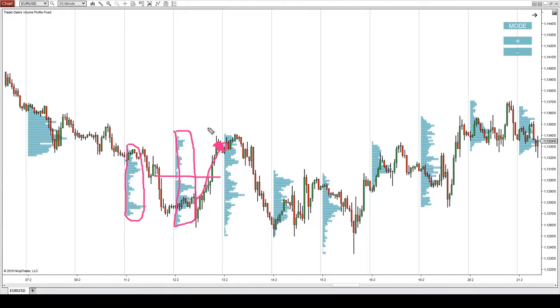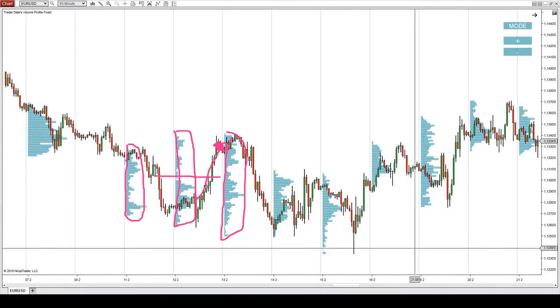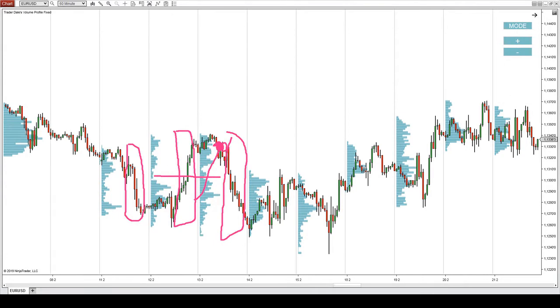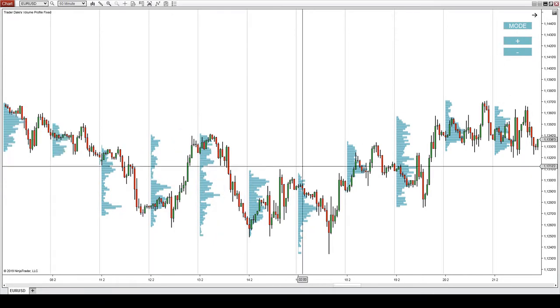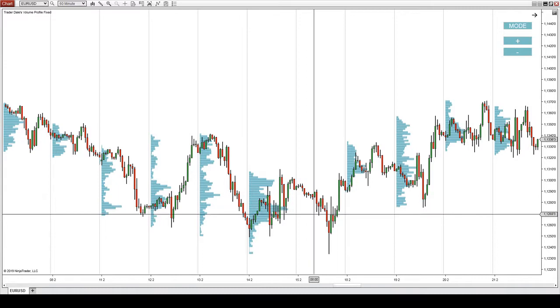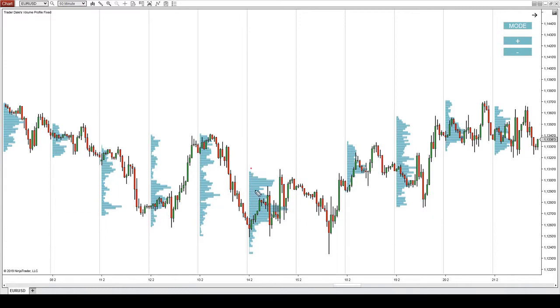Then the price reverses again into another thin profile, another trend development, and then there is a rotation. So again, I'm going to merge those profiles. And this is a D-shaped profile.